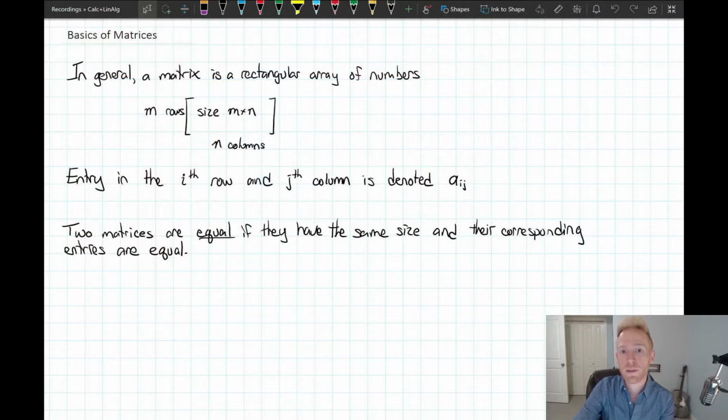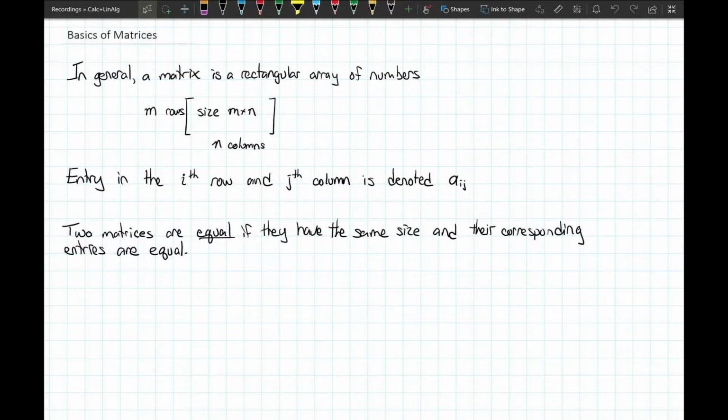Now, when we talk about the size of a matrix, we refer to its size as m by n, where m is the number of rows first, and n is the number of columns. The order is important. An m by n matrix, like a 3 by 4 matrix, is rectangular, but a 4 by 3 matrix is rectangular with the opposite dimensions, so the order is quite important.